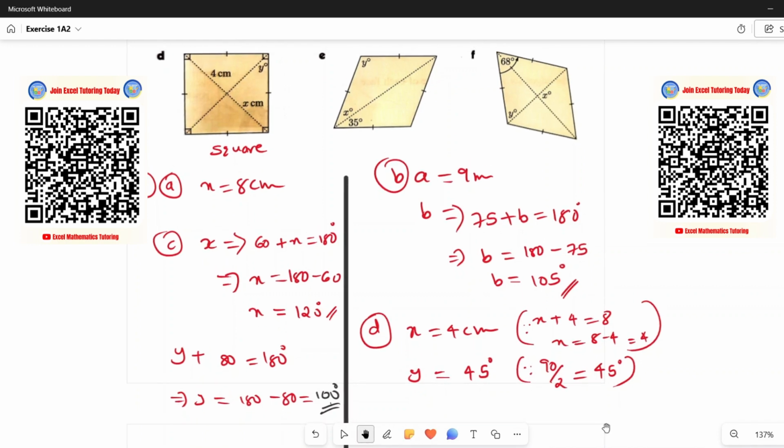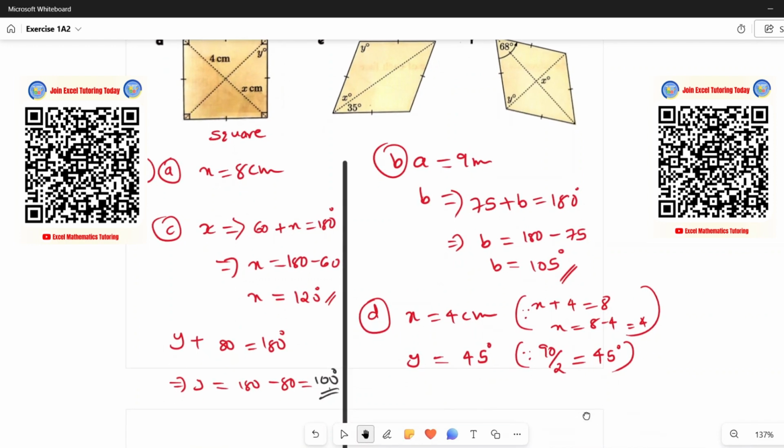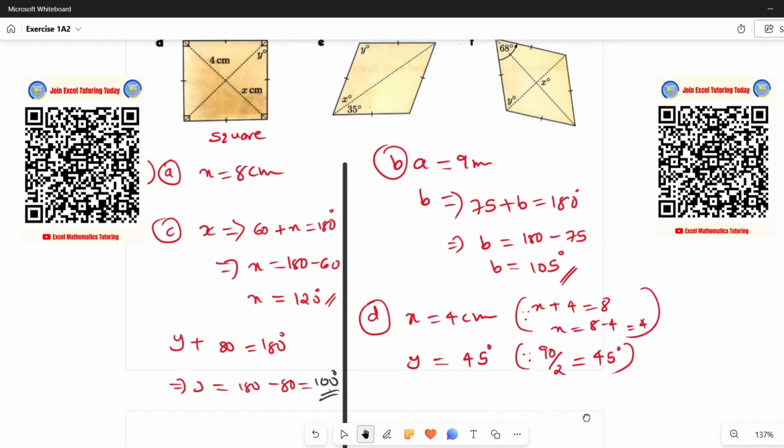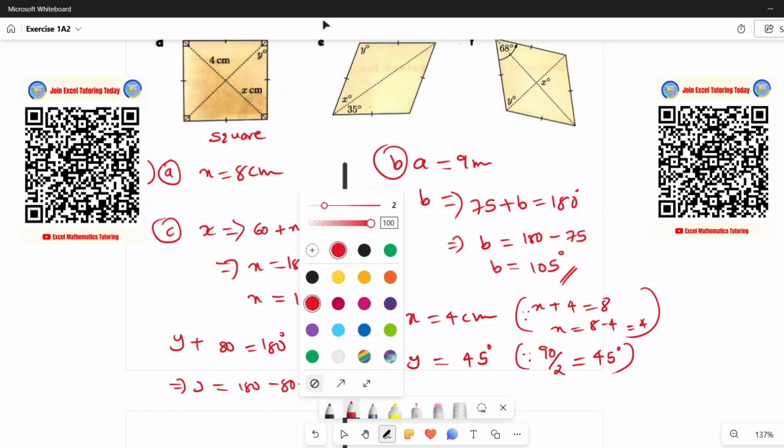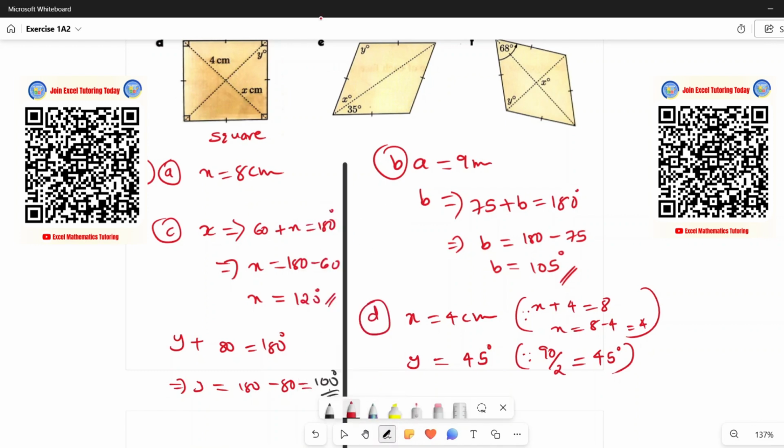Now moving on to E. In E, they have given a rhombus here. And we need to find the value of x and y here. Both are angles.